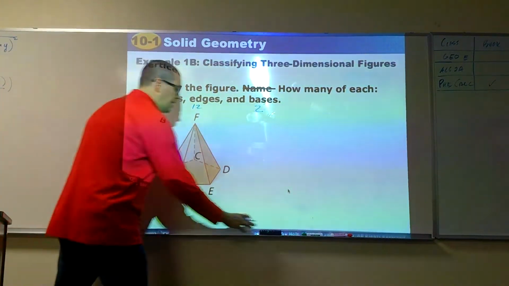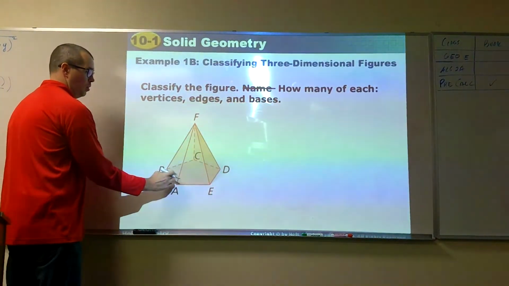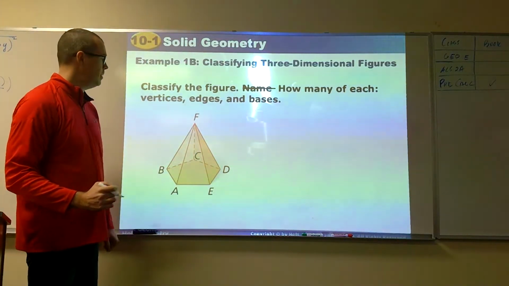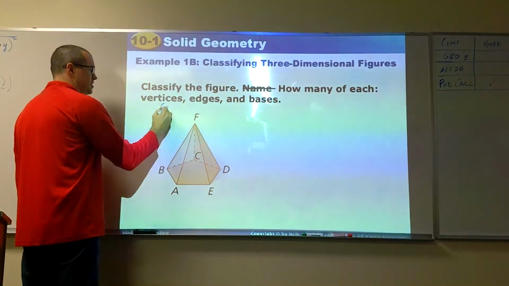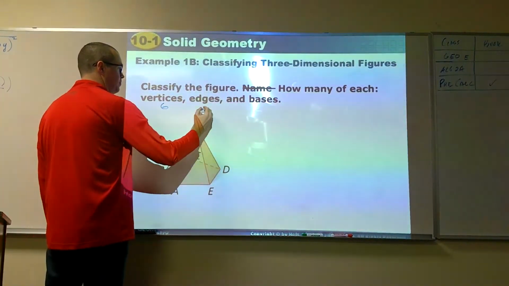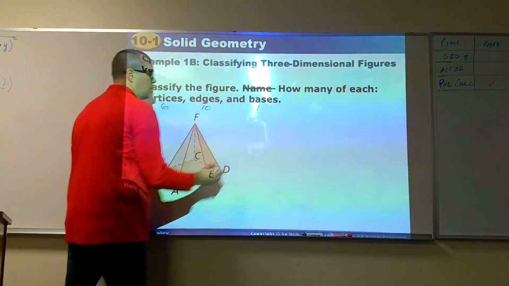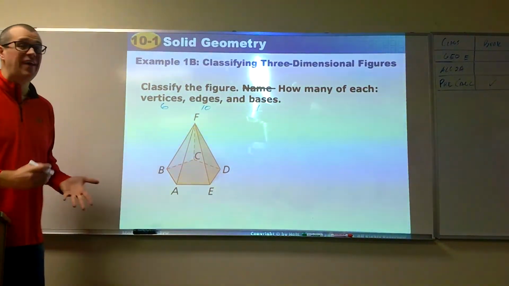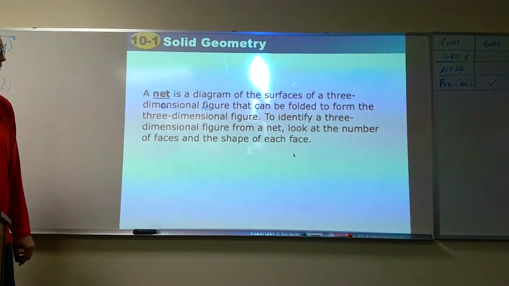All right, let's try that again. Classify the figure. Well, I can see that I've got a pyramid here. 1, 2, 3, 4, 5-sided, so that would be a pentagonal pyramid. How many vertices? 1, 2, 3, 4, 5, 6 vertices. Edges, there's 10, because there's 5 on the bottom and 5 up the sides. And bases, well, it's a pyramid, so it only has one base. It does have 6 faces, but only one base. So make sure we understand the difference.